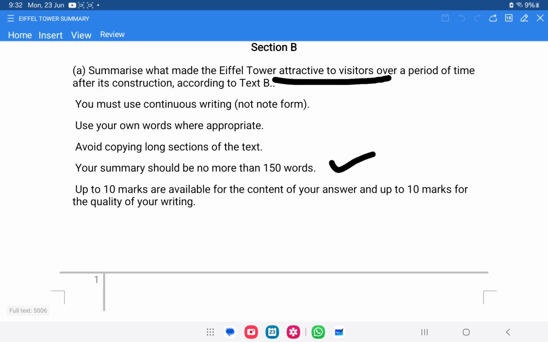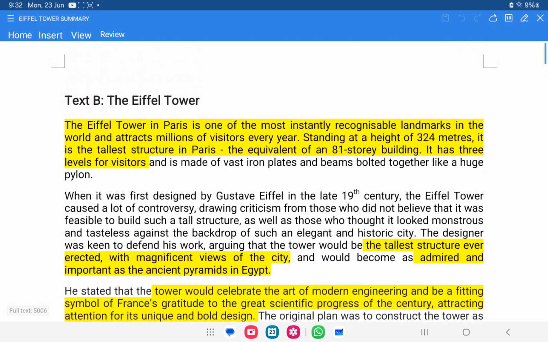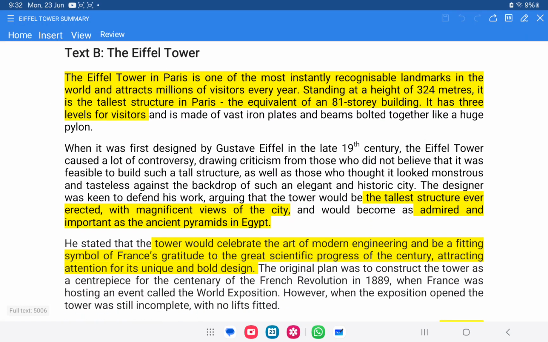Up to 10 marks are available for the content of your answer and up to 10 marks for the quality of your answer. Then let's have a look at this part. I have done this for you. How? I have highlighted all the important points. It is about the advantages.